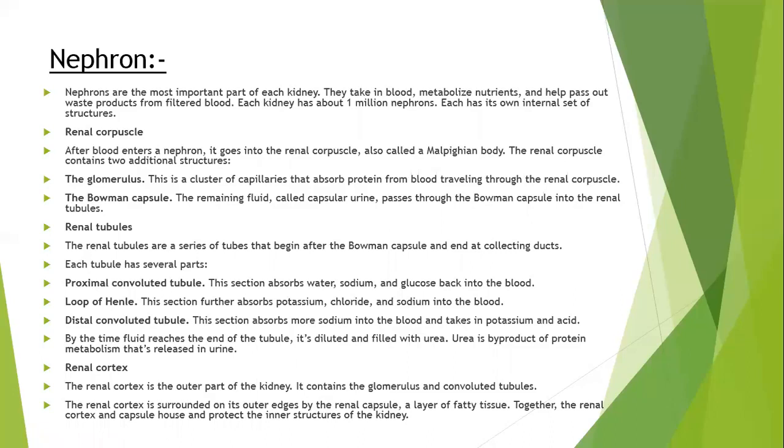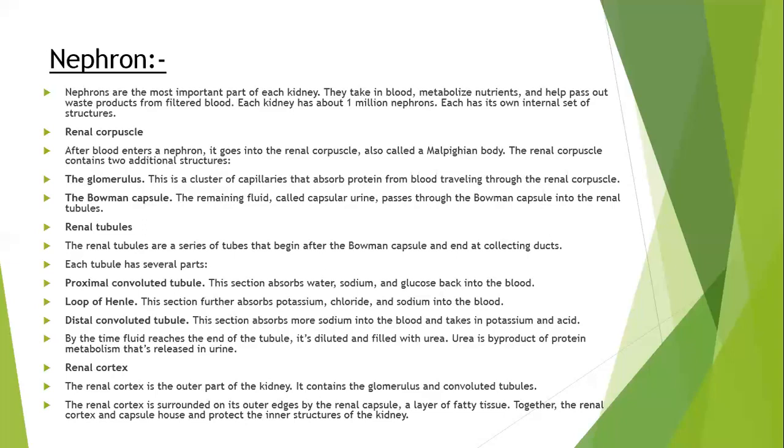Renal corpuscle: after blood enters a nephron, it goes into the renal corpuscle, also called the Malpighian body. The renal corpuscle contains two additional structures. The glomerulus is the cluster of capillaries that filters the blood traveling through the renal corpuscle. In Bowman's capsule, the remaining fluid, called capsular urine, passes through into the renal tubule. Renal tubules are a series of tubes that begin after Bowman's capsule and end at the collecting duct. Each tubule has several parts.